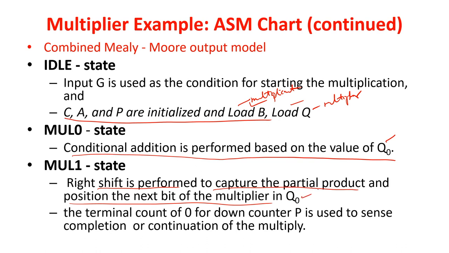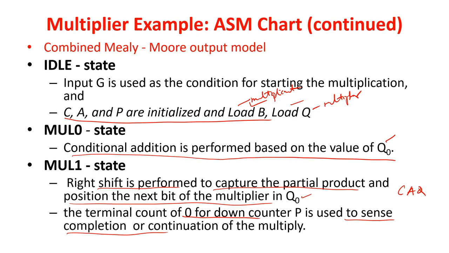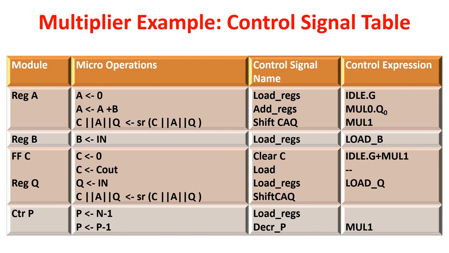So every time we are shifting, C, A and Q get shifted. And whenever the terminal count gets to 0, then we say that the multiplication is already done, because we have already done it 8 times. If the resultant value of the counter after subtraction is 0, then it has reached 0, and that signifies that the multiplication is done.